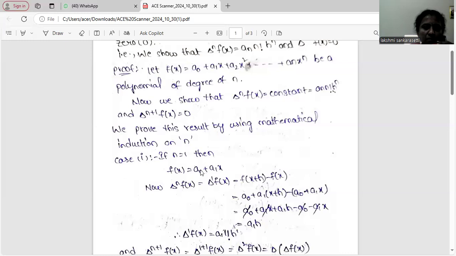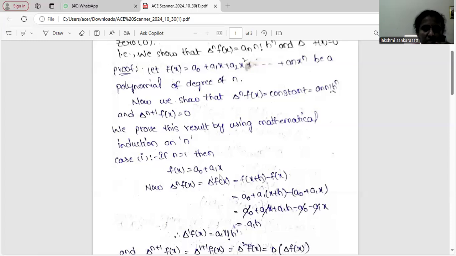For this polynomial f of x equal to a0 plus a1x, the nth order difference is delta power n of f of x, that is, delta power 1 of f of x. We know the forward difference operator on any function is defined by f of x plus h minus f of x. The f of x plus h is obtained from f of x: in place of x, we put x plus h in this function.